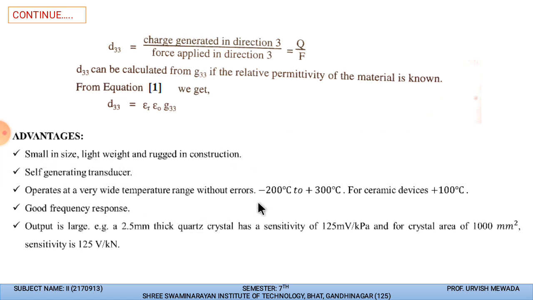Then it operates over a very wide temperature range, say minus 200 degrees centigrade to plus 300 degrees centigrade, and if we use ceramic devices, then we can use them up to plus 100 degrees centigrade. Also it offers a good frequency response when we apply the force, and the output is quite large: a 2.5 mm thick quartz crystal generates 125 millivolt per kilopascal of pressure, and for a crystal area of 1000 mm square, the sensitivity is 125 V per kN. So from this you can justify how sensitive this device is, and we can use it for our application whenever required.